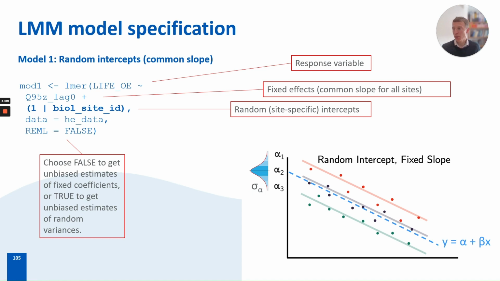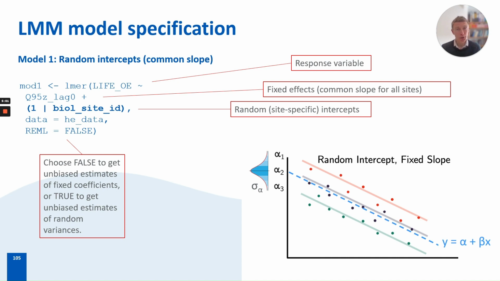When we fit a model, we also need to tell the function which data set to use. So here we're using a calibration data set called HE data. And you'll notice there's also a final argument at the end there, which tells the model whether we want to fit the model to the data using maximum likelihood or restricted maximum likelihood. If we set REML equals false, then we get unbiased estimates of the fixed coefficients. And if we set it to true, then we get unbiased estimates of the random variances.